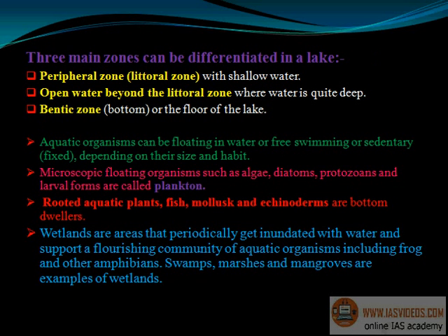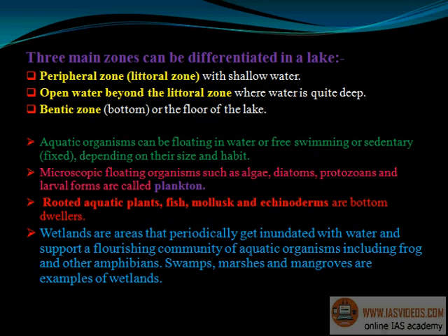Three main zones can be differentiated in a lake: peripheral zone, littoral zone, with shallow water; open water beyond the littoral zone where water is quite deep; benthic zone, bottom, or the floor of the lake. Aquatic organisms can be floating in water or free swimming or sedentary, fixed, depending on their size and habit. Microscopic floating organisms such as algae, diatoms, protozoans and larval forms are called plankton. Rooted aquatic plants, fish, mollusks and echinoderms are bottom dwellers.